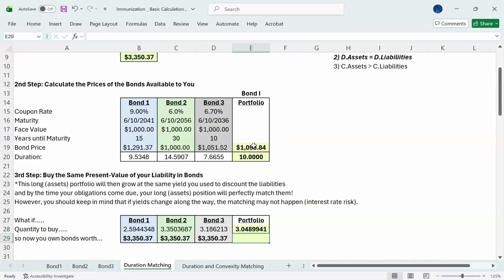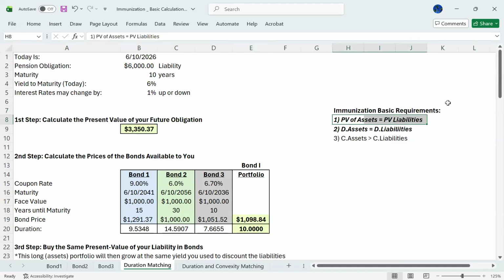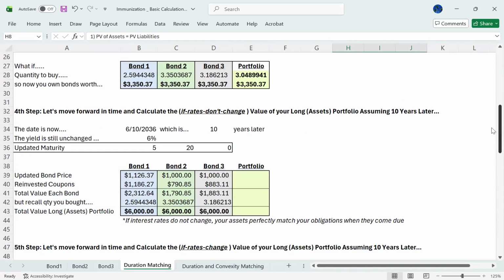I have to buy 3.048899. Which means that after I buy that 3.04 times the price of each bond, I am buying 3,350.37. That is not surprising. I'm just buying the same amount I have in the present value of my liability. So I can meet the first condition for immunization, that the two present values are equal.